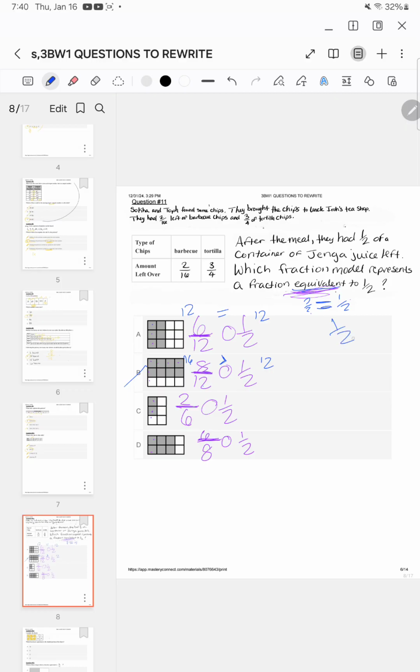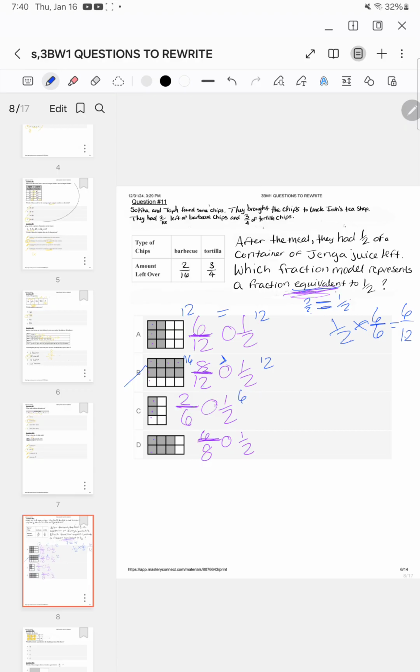Also, you could have made 1/2 into a 12 by multiplying. And you could have said 6 over 6, right? Because 2 times 6 would equal 12. So you could have done it that way. But to me, this way is quicker and easier.